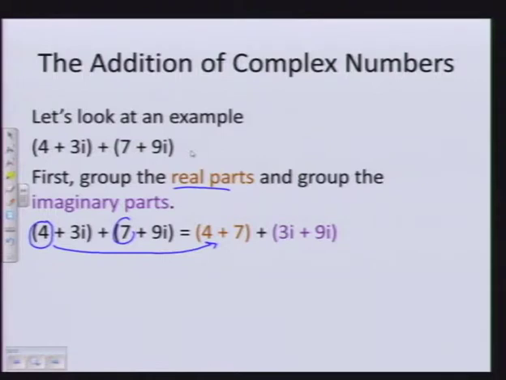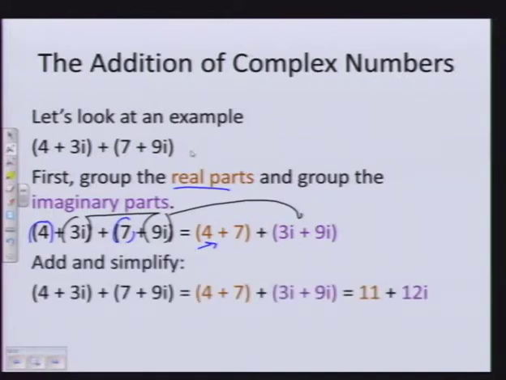The next thing I'm going to do is group the imaginary parts. That's going to be the 3i, and I'm going to group that with the 9i. So in parentheses, I'm going to get plus 3i plus 9i. As it stands right now, I have 4 plus 7 in parentheses plus 3i plus 9i in separate parentheses. Okay, so we've pulled this together almost to standard form, and that's really where we're headed, the standard form of the complex number. All right, so next we're going to add and simplify.